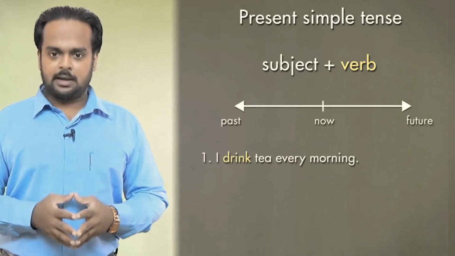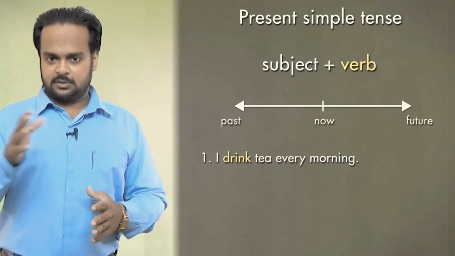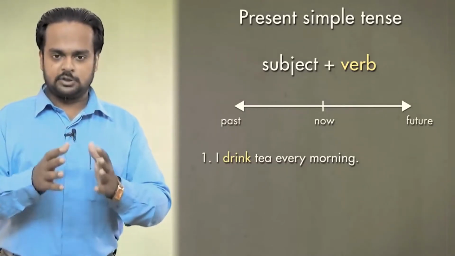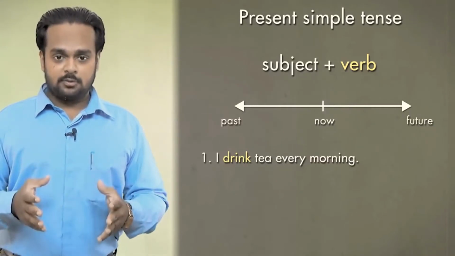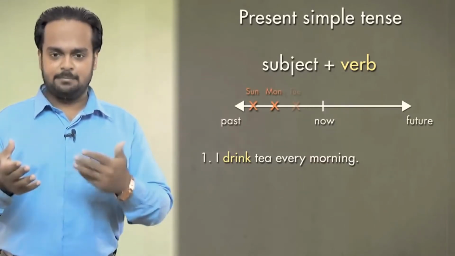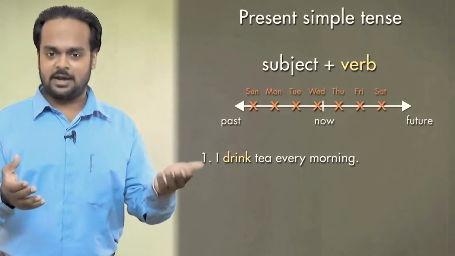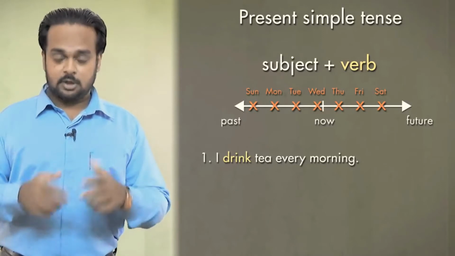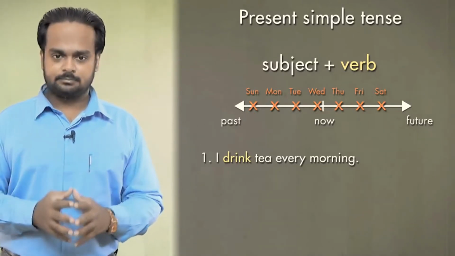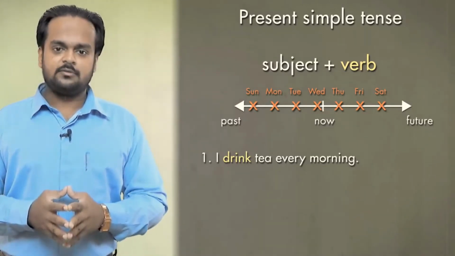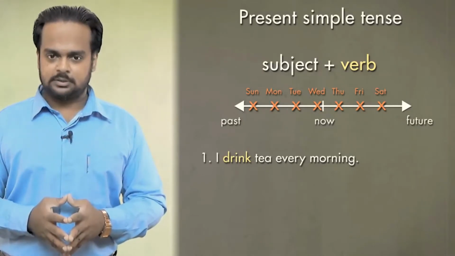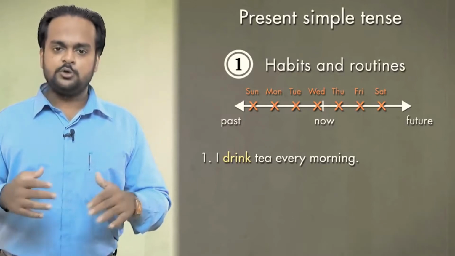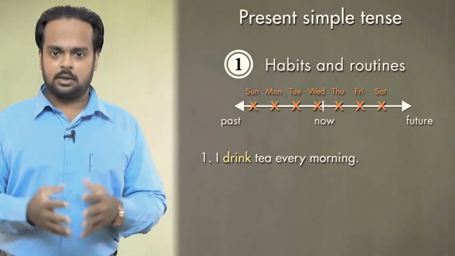Now you see a timeline on the screen. Let's say that this side is the past, over on that side is the future, and in the middle is right now. So you know that I drink tea on Sunday, Monday, Tuesday, Wednesday, Thursday, Friday, Saturday, and so on. So you can see that it repeats. So this is a habit. And this sentence shows us the first use of the present simple tense. That is to talk about habits and routines. Things that we do regularly or repeatedly.